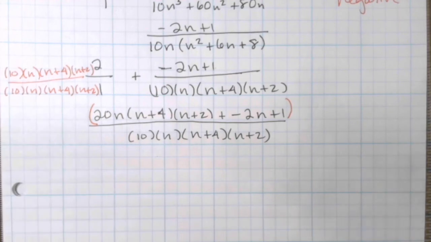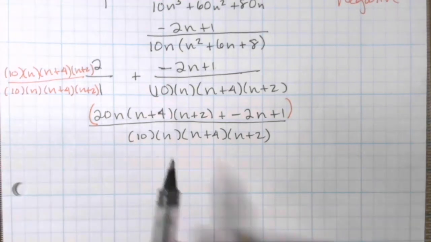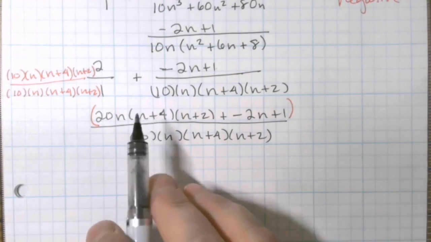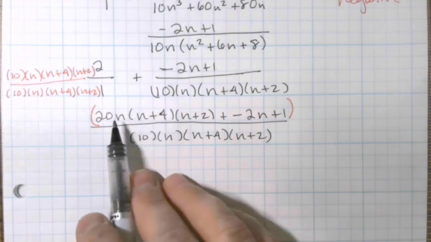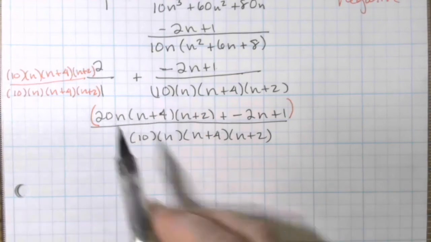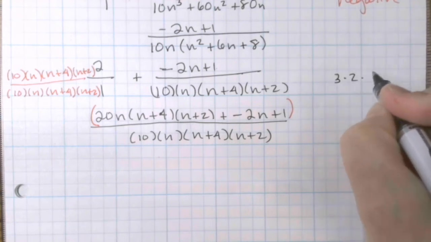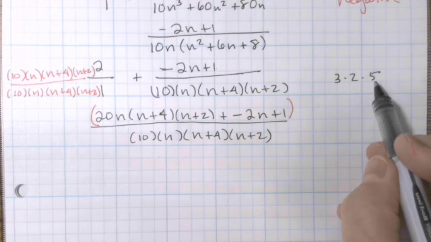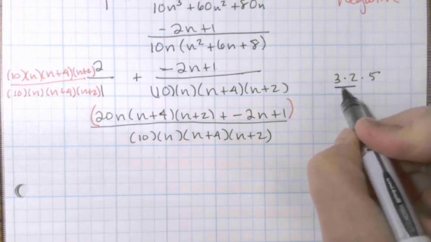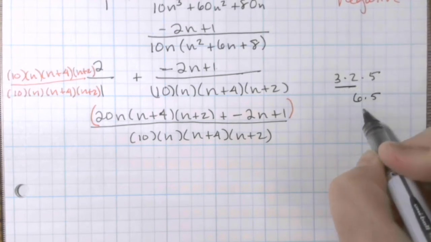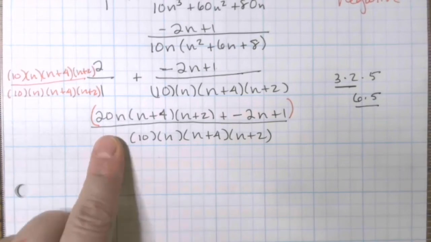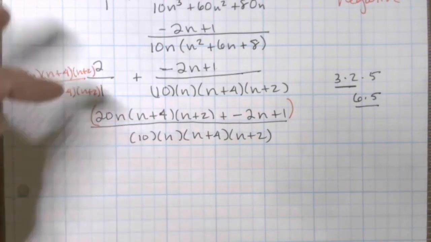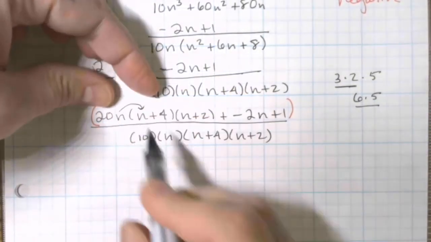All right, I'm going to work on simplifying the top. You can distribute the 20n, but only through the first parentheses. You can't do it twice, any more than if you took the number 3 times 2 times 5. You wouldn't go 3 times 2 and then 3 times 5. No, you wouldn't. You would multiply those two, get something, and multiply by the 5. This is the same thing. You have three things multiplied together. So I'm going to distribute this first.